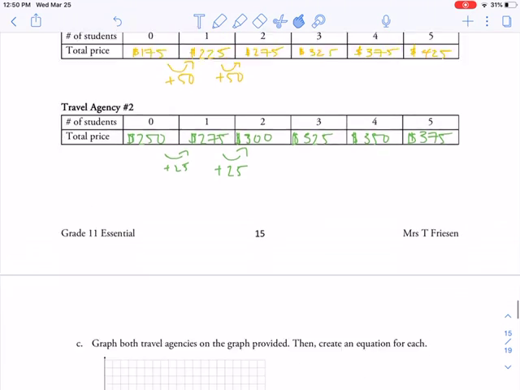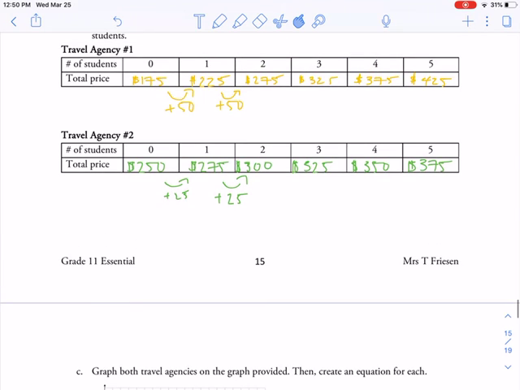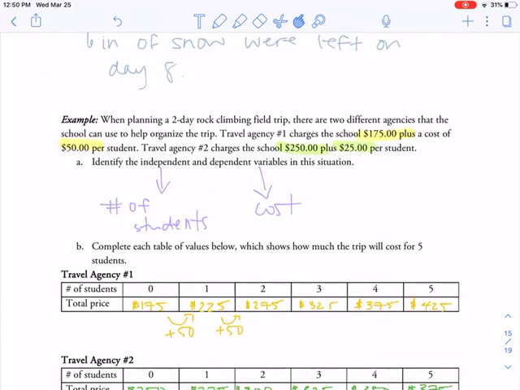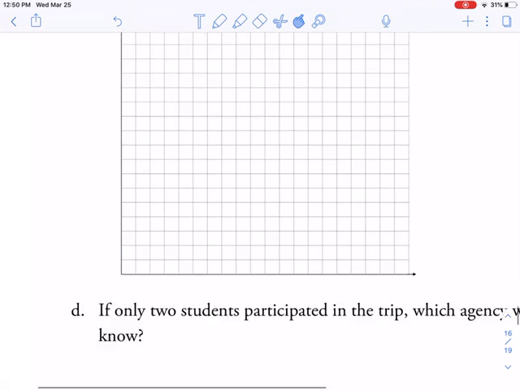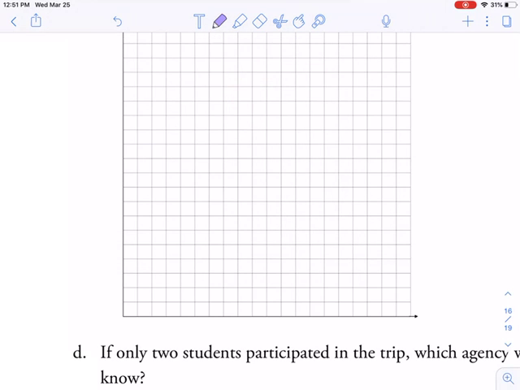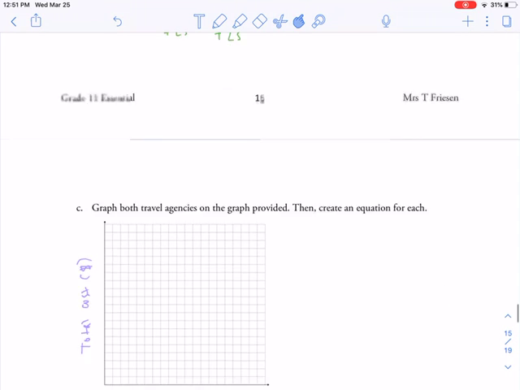Unfortunately, I couldn't get these both on the same page. I apologize for that, but we're going to graph this information down here. Like we talked about, the number of students is the independent variable, and the cost is the dependent variable, so we're going to put those on our axes. I'm going to pick a totally different color than the ones I'm going to graph with. So the number of students is my independent variable, and total cost in dollars is the dependent variable.